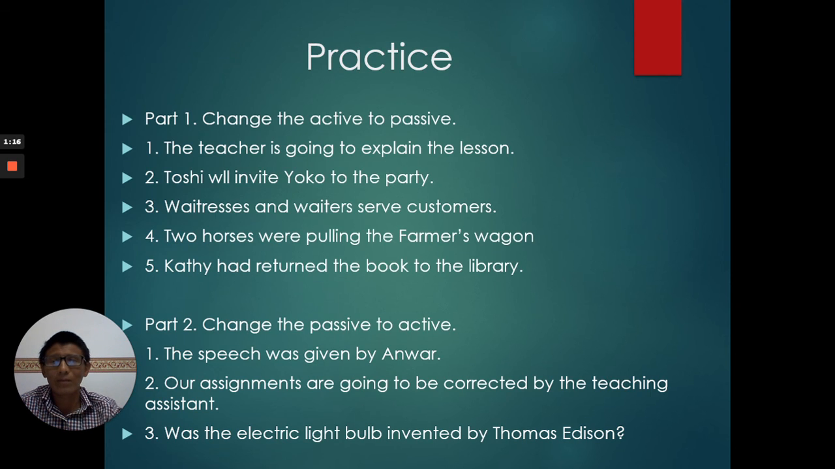Example number 2. Miriam has designed several public buildings. Then we have passive voice. Several public buildings have been designed by Miriam.